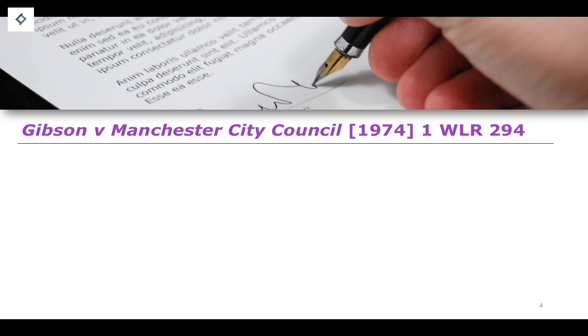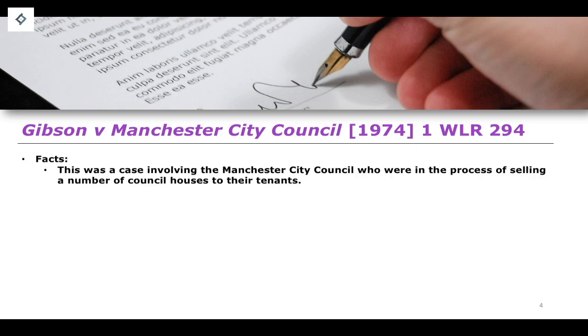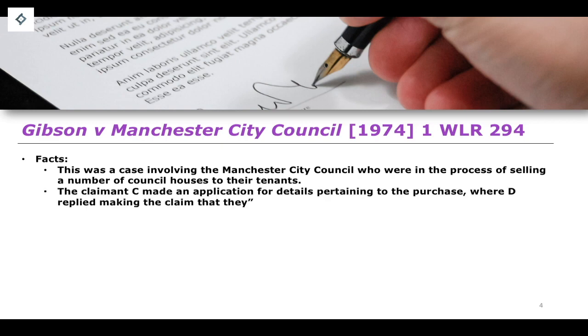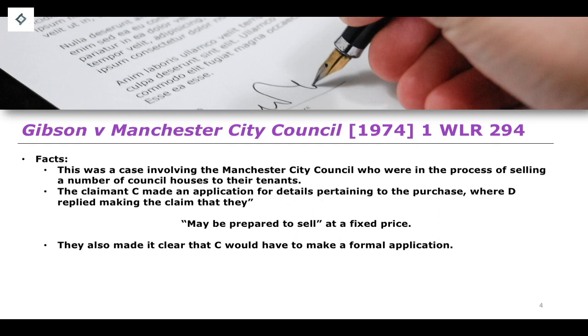But we're going to begin with a case against the Manchester City Council from 1974, and this is the case of Gibson v Manchester City Council. This case essentially involves the Manchester City Council, who were in the process of selling a number of council houses to their tenants. The claimant, Gibson, made an application for details which pertain to the purchase, where the defendant replied, making the claim that they may be prepared to sell at a fixed price. That is essentially the back and forth conversation that was had between Gibson and Manchester City Council. They also made it clear that the claimant would have to make a formal application as well.